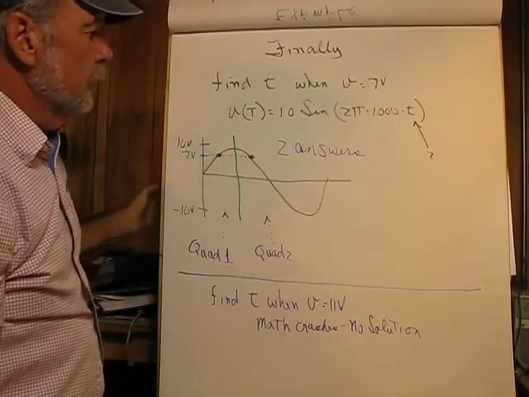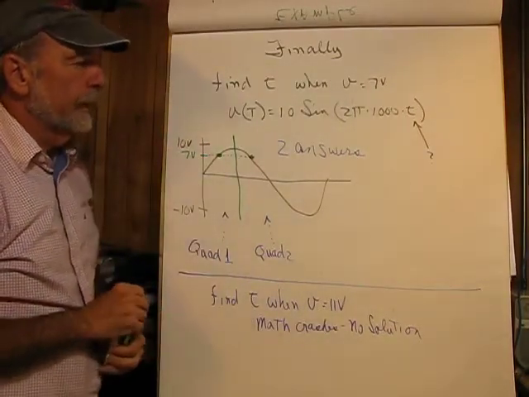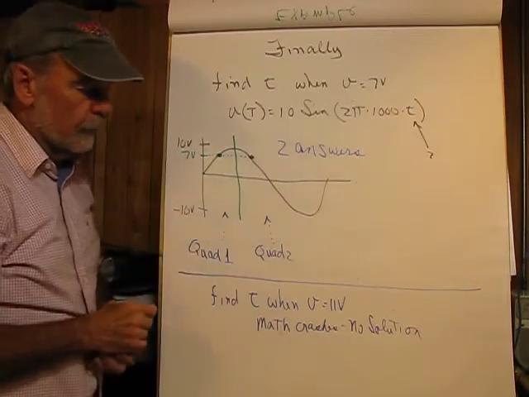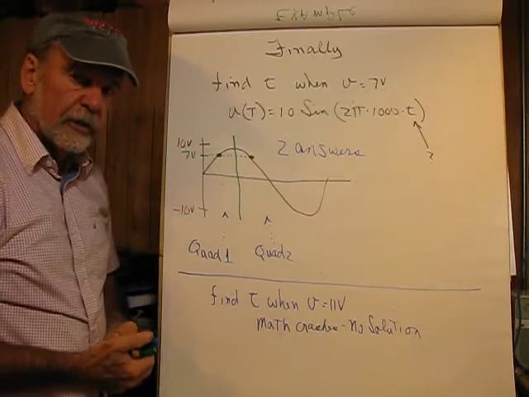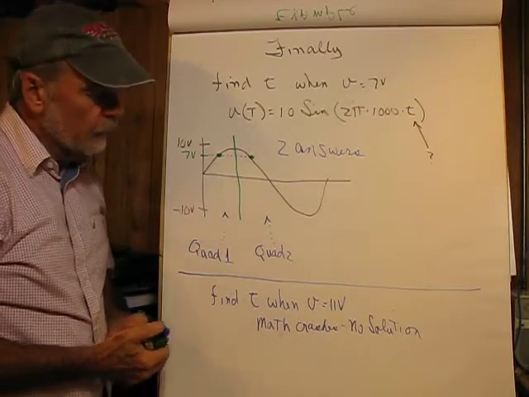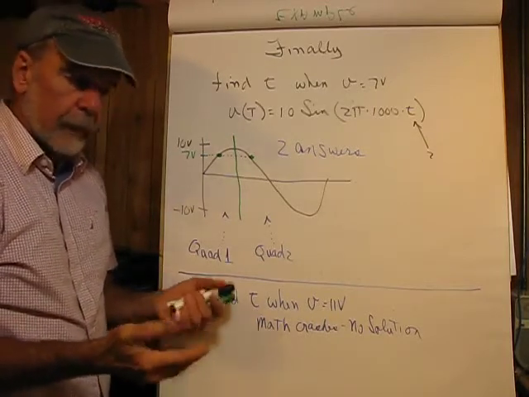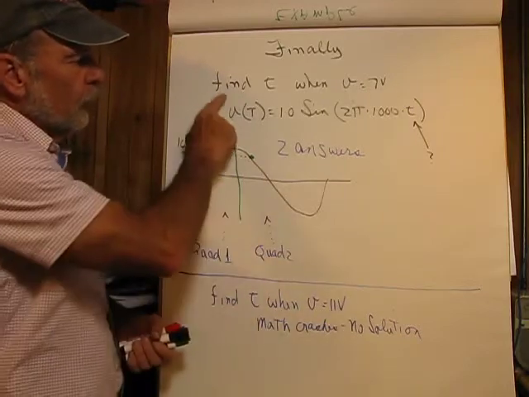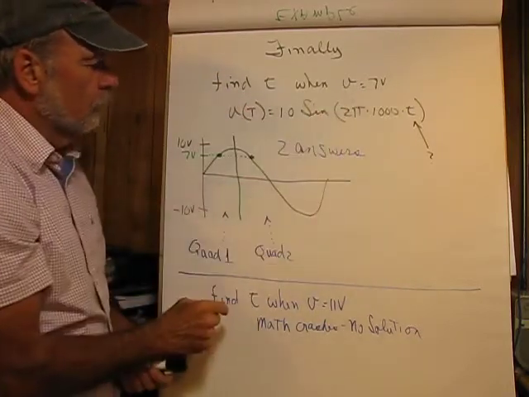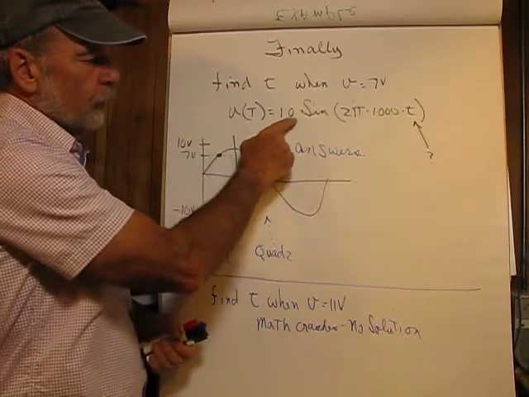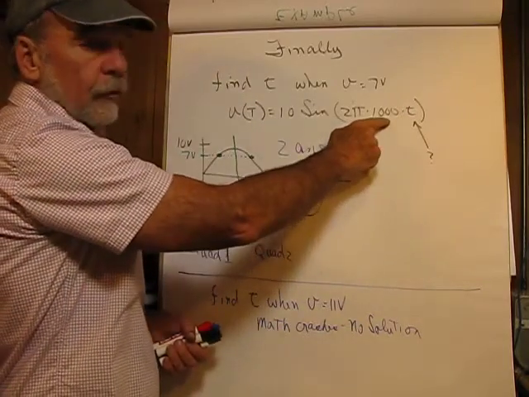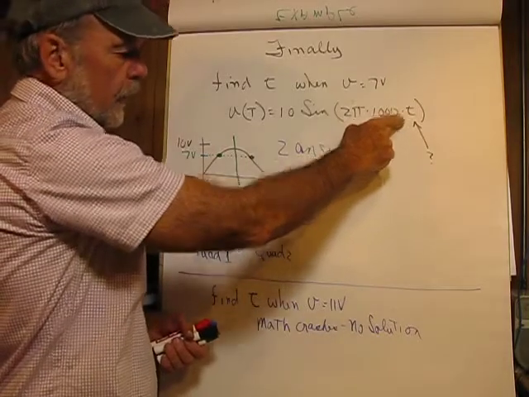Okay, finally, and we can't do this right now because you haven't been exposed to phasors and so forth, but what about finding the time at a given voltage? And that has a lot of useful applications also. So we want to find T when V equals 7 volts, and our equation for a sine wave is V of T equals 10 sine of 2 pi 1000 hertz again, times time.